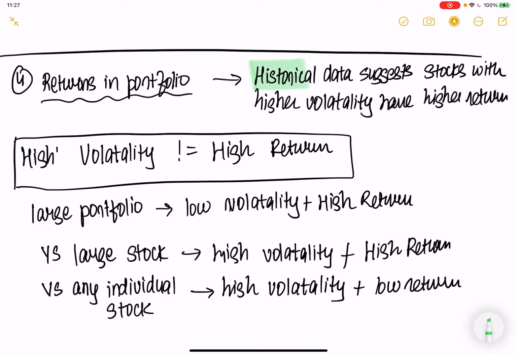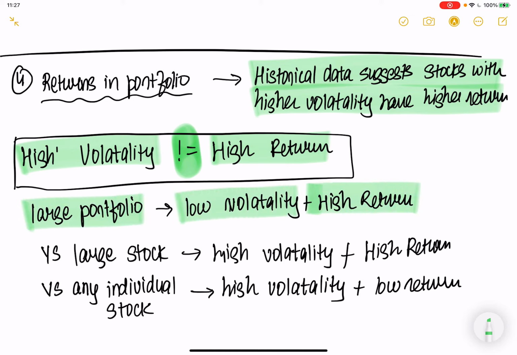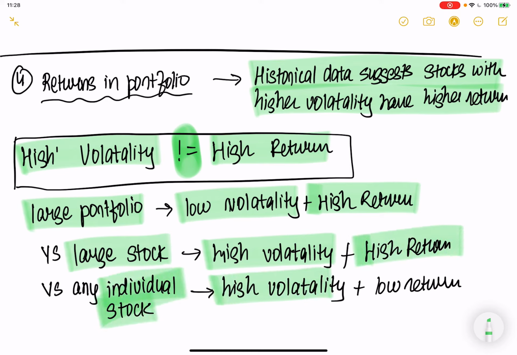So if you look at historical data, it looks like there's higher volatility in certain stocks like small caps and medium caps. They give high return, but that's not true. High volatility does not equal high return. You could have a large portfolio like the S&P 500 and it has low volatility but high return. But at the same time, you could have a large stock, one stock position, with high volatility and high return. But any individual stock might have a higher volatility and lower return.